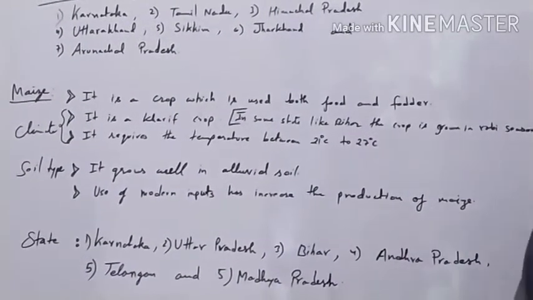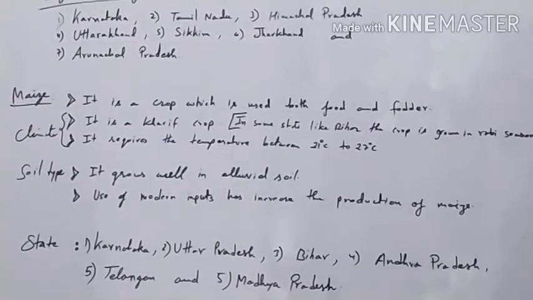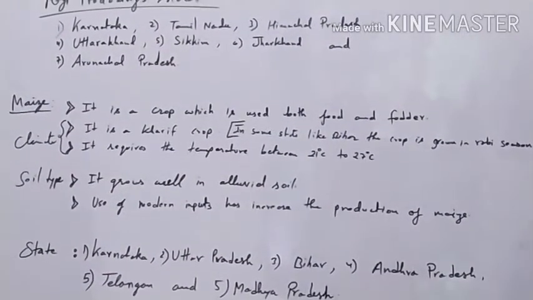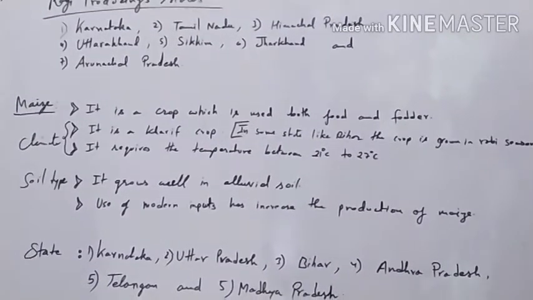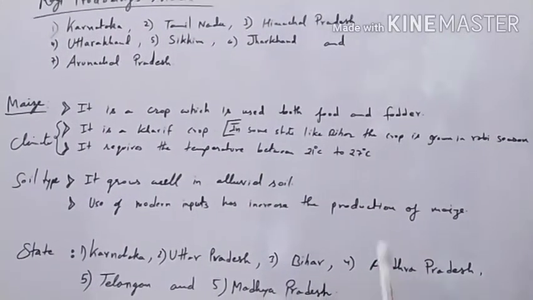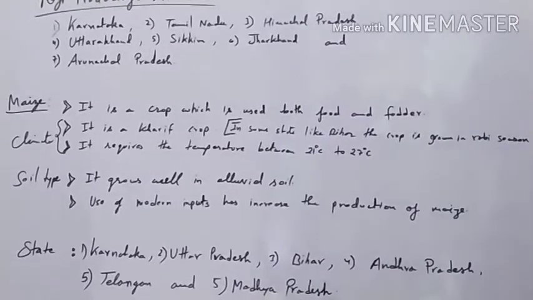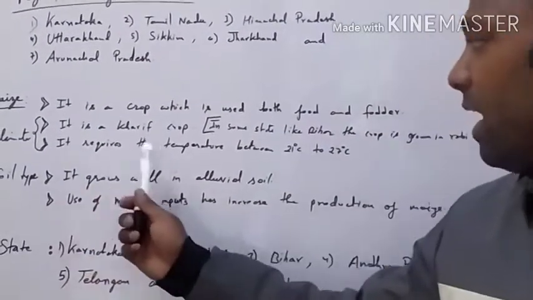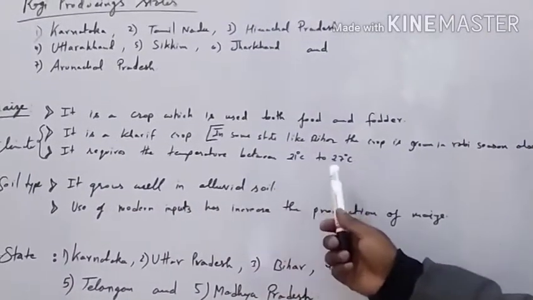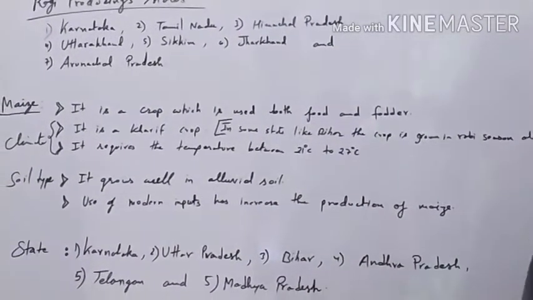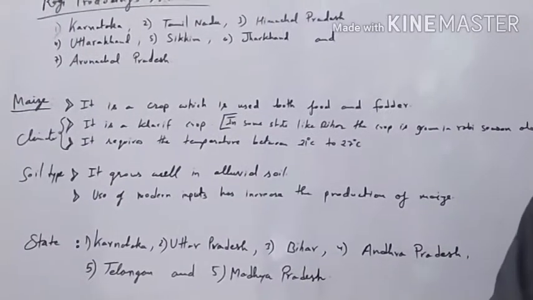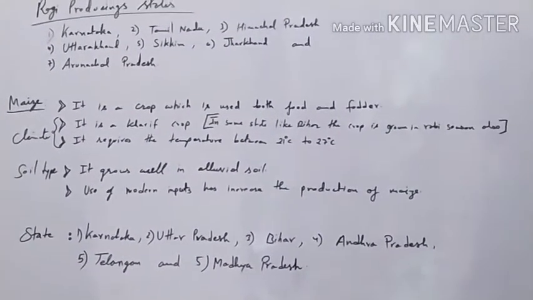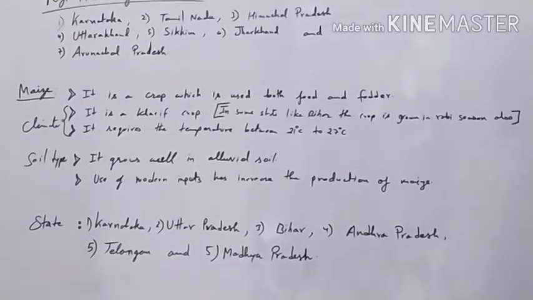Next is climate. What kind of climate does it grow in? It is a kharif crop. You know that kharif means summer crop, that means it grows in the summer season. In some states like Bihar, it also grows in the rabi season. It requires a temperature between 21 degrees Celsius and 27 degrees Celsius. As I said, it is a kharif crop, so it requires a high temperature, and the temperature for growing maize is 21 to 27 degrees Celsius.